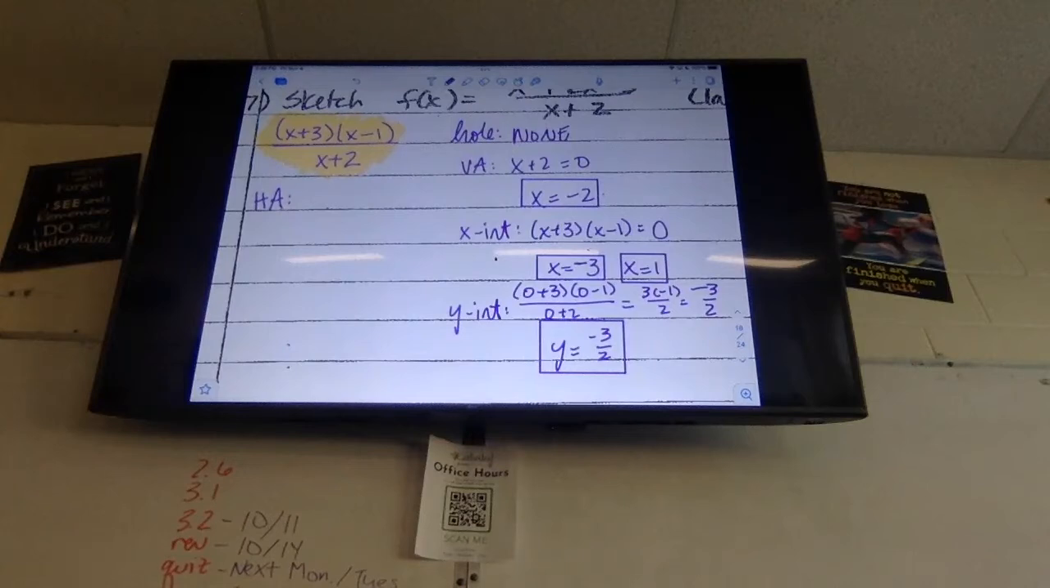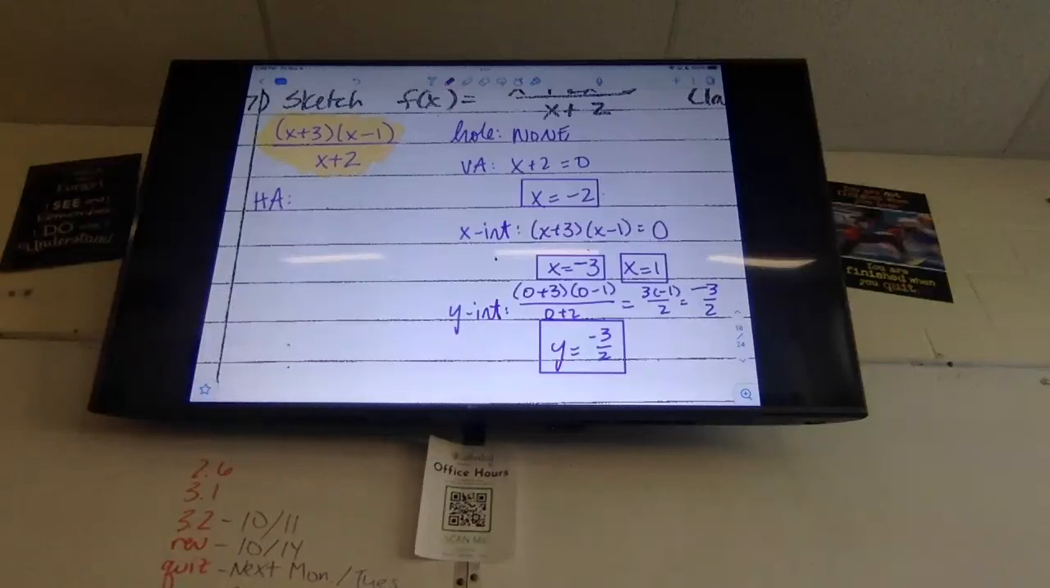I have my hole on the board, which is none. I have my vertical asymptote on the board, which is -2. I've got my x-intercepts, which are -3 and +1. And I've got my y-intercept of -3/2. Everybody okay with those things?